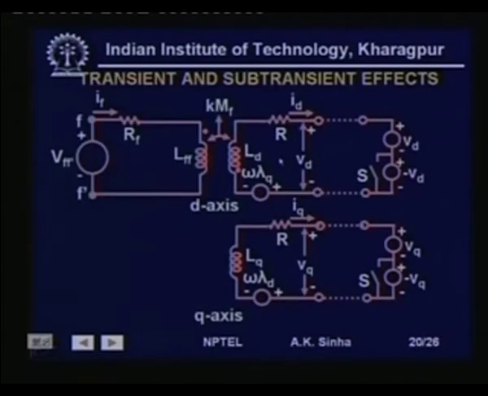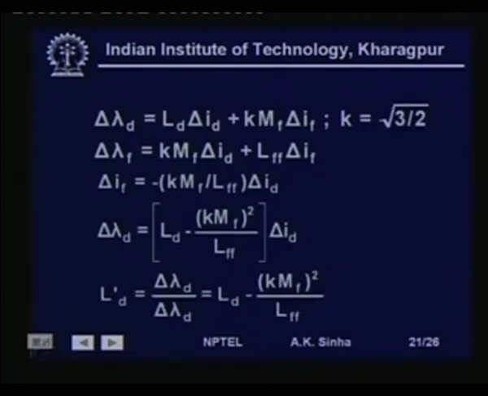Now, since all the other sources have been shorted when we are applying this source, this is shorted, which means delta lambda f is 0. Therefore, using delta lambda f as 0, we can calculate delta I f from this equation, which gives minus k m f by L f f into delta I d. Substituting for this delta I f in this expression, we get delta lambda d equal to L d minus k m f whole square divided by L f f, into delta I d.